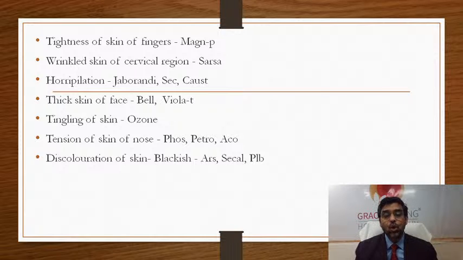I must have cured lots of cases of gangrene where the skin is very blackish, with other symptoms of arsenic album and secale cornutum. Very, very important when there is a lot of degeneration, blackish appearance of the skin, and that's how you have to think about arsenic album and secale cornutum.